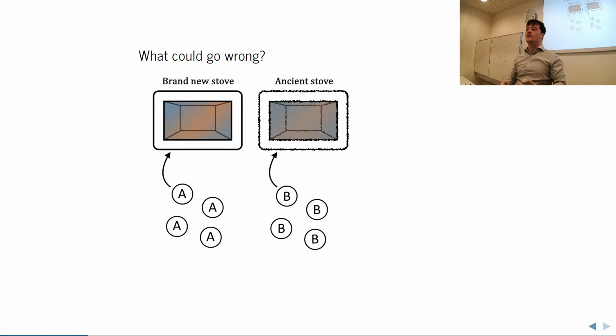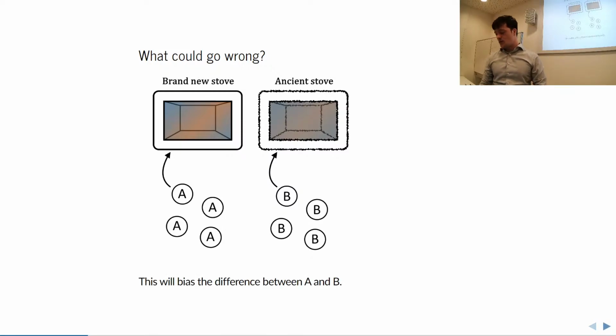So you can no longer attribute any difference you find to the groups, because you don't know if it's because of the groups or because of the ovens or because of both. There's no way to extract the difference of interest. This is an obvious example, and if one oven is very old and the other is very new, then this difference is going to be large. But in general, you are dealing with things that are much more subtle. And it might not always seem like it's going to be a big problem, but for the purpose of study design, always try and prevent this type of situation. So this will bias the difference between A and B.